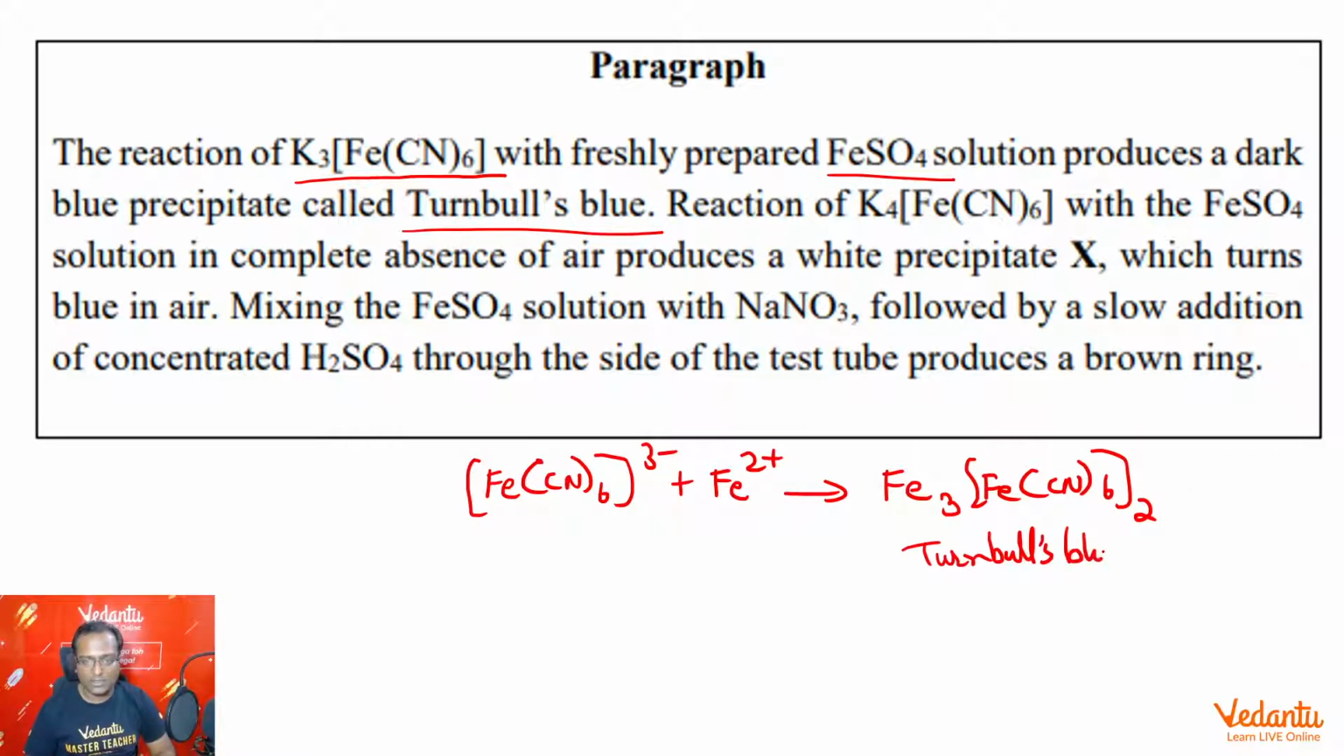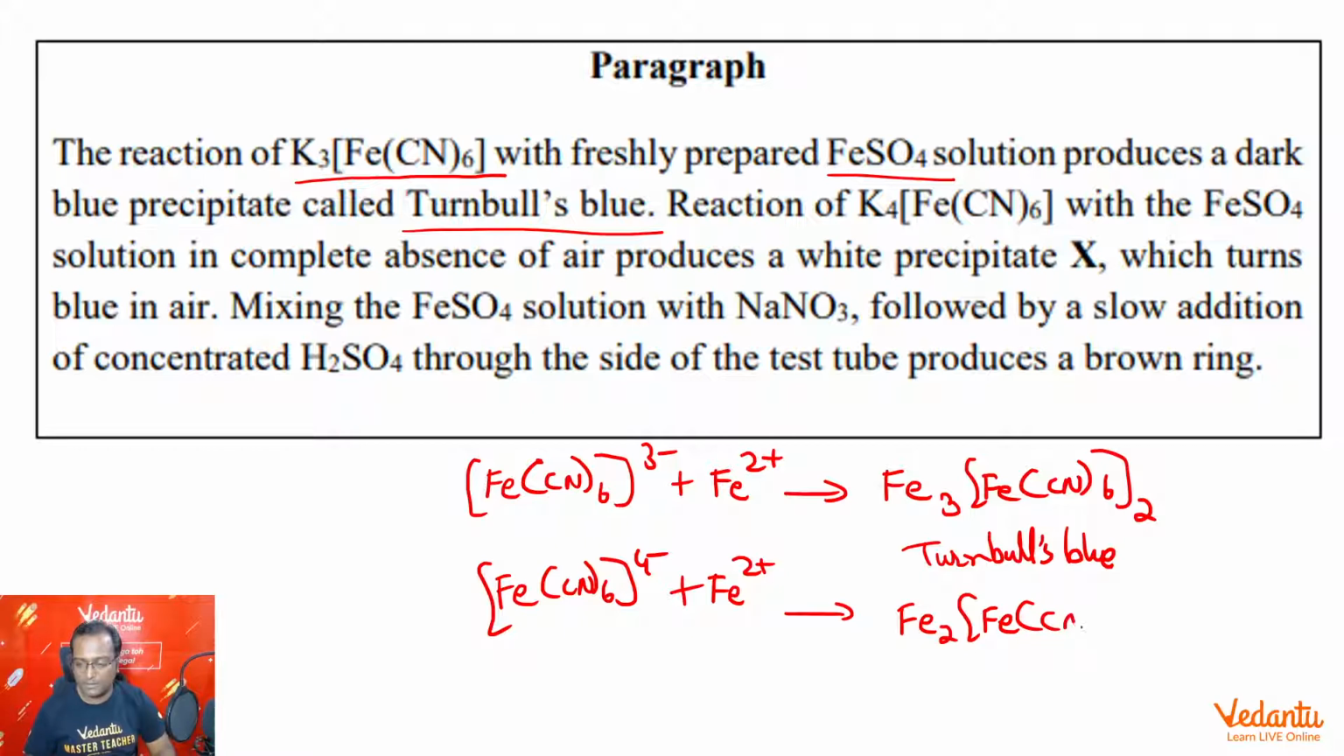Absolutely correct. The question then says, when we react ferrocyanide [Fe(CN)6] with a 4 minus with Fe2 plus in absence of air, that means no oxidation of Fe2 plus can take place, we get a white precipitate of X. So what that white precipitate is, we know that guys, the white precipitate can either be written as like this, or it can also be written as like this, K2Fe[Fe(CN)6]. Right? So this is the white precipitate that is being talked about, ferrocyanide, which turns blue in presence of air.